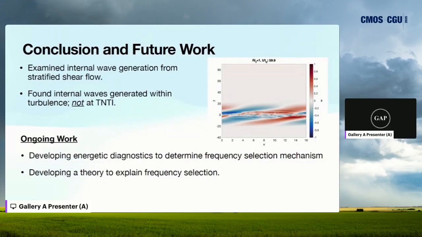So, in conclusion, we examined internal wave generation from a stratified shear flow. We found that these waves were generated within the turbulence, not at the TNTI. The ongoing work is really focusing on determining energy diagnostics to figure out what exactly is going on with the turbulence. For example, we feel there could be a wave number interaction going on with the turbulence.